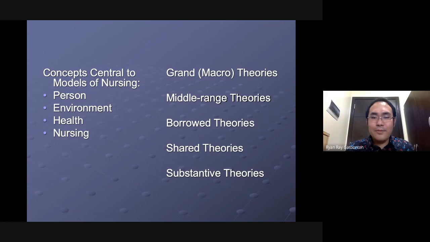Okay? Pag sinabing borrowed theories, these are theories that we borrow from other professions and apply it to our practice. One best example of borrowed theory is the theory of Patricia Benner, which is borrowed from the Dreyfus model of skill acquisition. Okay? The Dreyfus model of skill acquisition was actually designed for pilots.